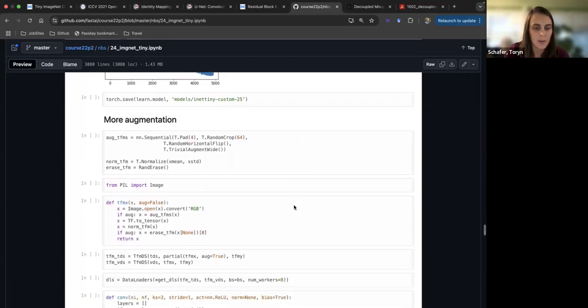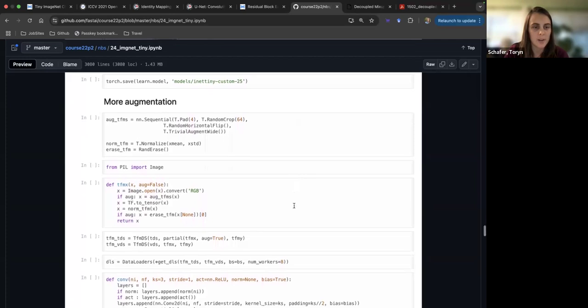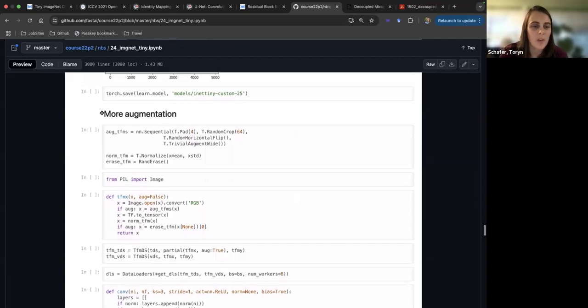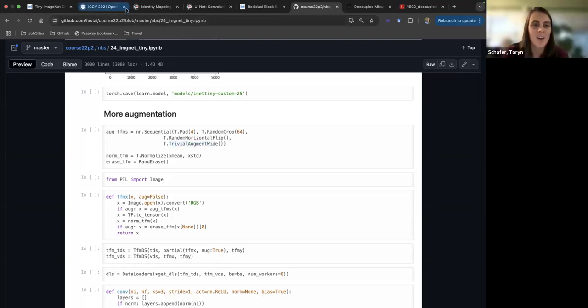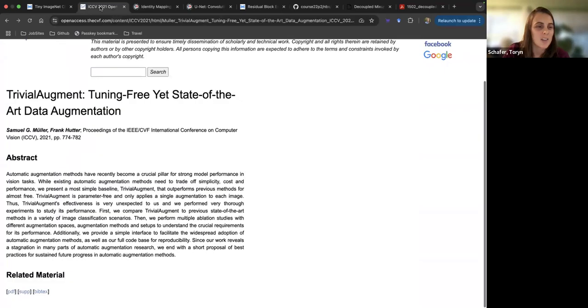Okay. All right. Now here, this was a fun section for me actually. Here, as it says, more augmentation. So he's thinking, okay, let's add more augmentation. And specifically, we're going to do this trivial augmentation. Okay, here is the paper. Oh my gosh, no, I don't want to annotate. I want to click this PDF.